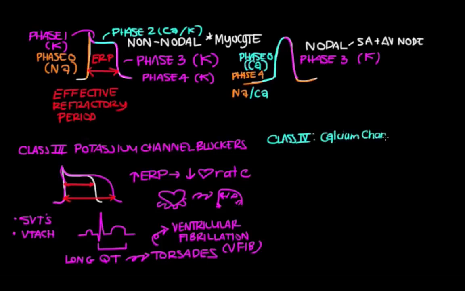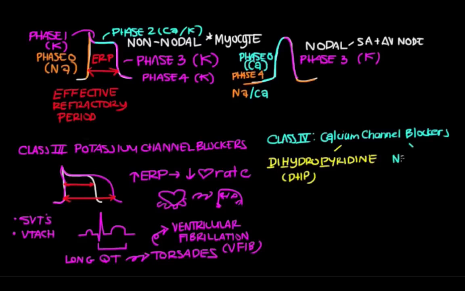And these are your calcium channel blockers. Calcium channel blockers come in 2 types. You have your dihydropyridine, which is abbreviated DHP for short. And you have your non-dihydropyridine calcium channel blockers. Your non-dihydropyridine calcium channel blockers work at your SA and your AV nodes. So they work at the heart. Whereas your dihydropyridine calcium channel blockers work at blood vessels.